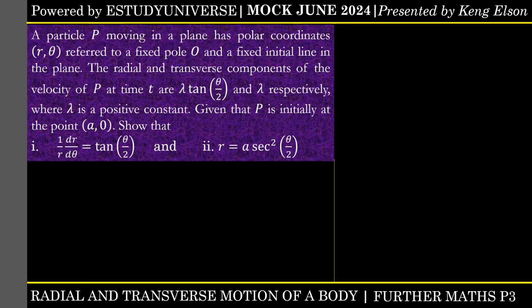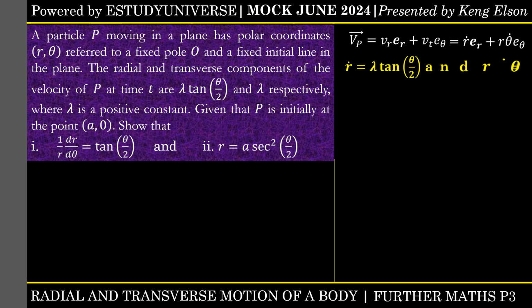Okay, so we need to show that 1 over r, dr by d theta is equal to tan theta divided by 2. So first of all, they have given us the radial component of the velocity, and they have given us the transverse component of the velocity. The radial component is lambda tan theta on 2, and the transverse component is just lambda, and lambda is a constant. So previously we have seen that the velocity will be expressed in terms of its radial and its transverse components, and the radial component is r dot, while the transverse component is r theta dot.